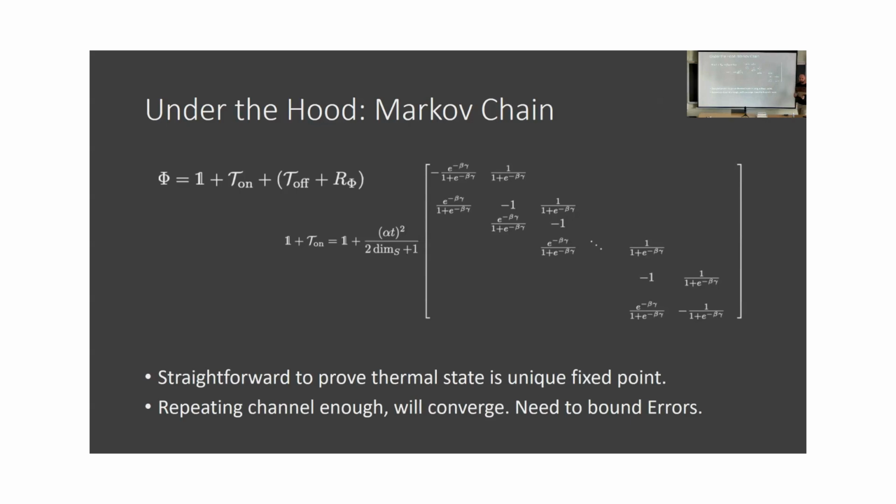But what's nice about this is you can actually compute the fixed point of this map. You can feed in the thermal state, and in a couple of steps, you can show that the thermal state is actually the fixed point. And then to show it's the unique fixed point, you can show ergodicity of the map, which just means that there's some probability of transitioning from any state to any other. Okay. And so what that tells you is that if you repeat this channel enough times, you're going to converge to the thermal state. So you need to bound how many interactions you need to actually converge, and that will let you bound errors.